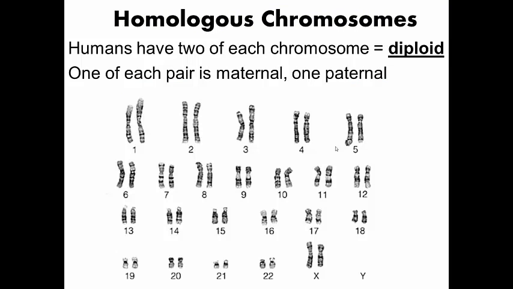Here we have what's called a karyotype. The karyotype shows us all the chromosomes that are found in a human being. So humans have 2 pairs of each chromosome. They're numbered based on length. This is 2 pairs of 1, 2 pairs of 2, 2 pairs of 3, and so forth, all the way down the line.